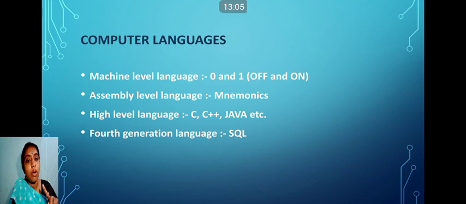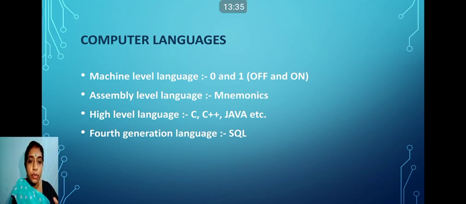0 is considered off and 1 is considered on. Clear? Machine level language, low level language, or binary language, many other names are given. As I have told you, machine level language is also called low level language, binary language, or machine language itself. Clear? Then comes the assembly level language.